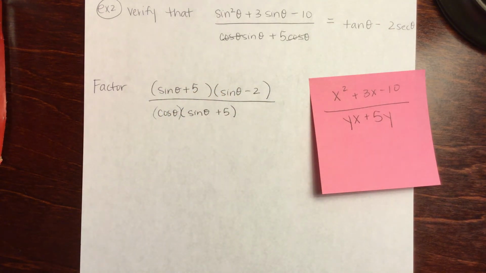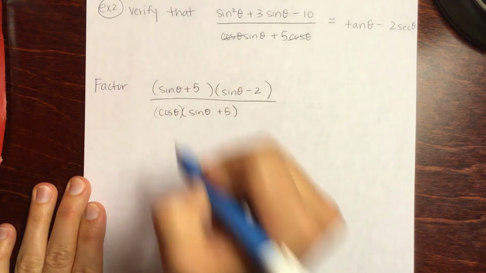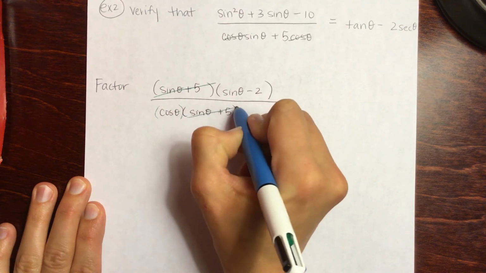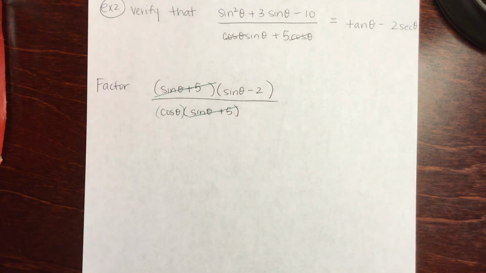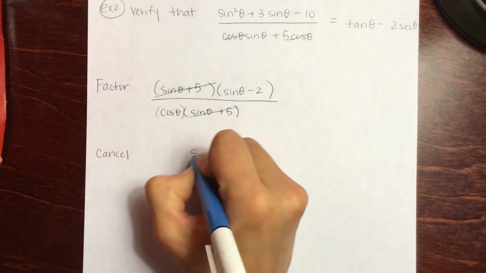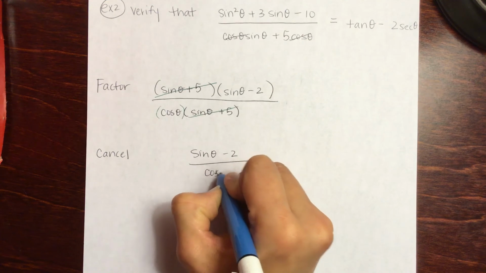So we factored this. The whole point of factoring was so that we could cancel things, or hopefully get something to cancel. And we do. As long as you cancel an entire set of parentheses, which we will be doing, then you're good. So my next step was to cancel to get us to sine theta minus 2 over cosine theta.